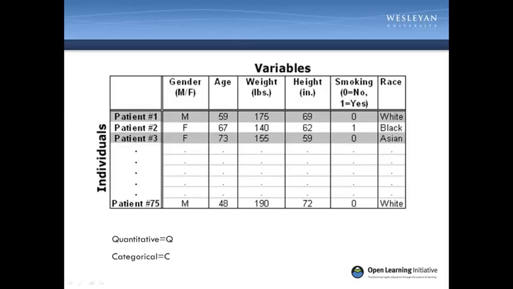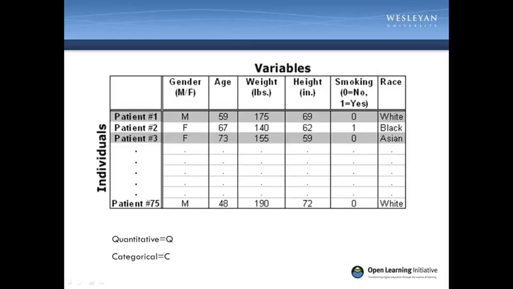Variables can also be classified into one of two types, quantitative or categorical. Quantitative variables take numerical values and represent some kind of measurement. Categorical variables, on the other hand, take category or label values and place an individual into one of several groups. In this example, there are several variables of each type. Age, weight, and height are quantitative variables. Race, gender, and smoking are categorical variables.